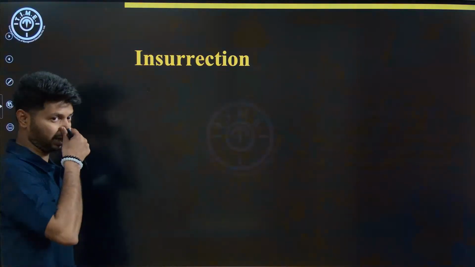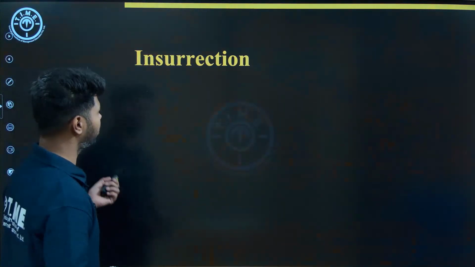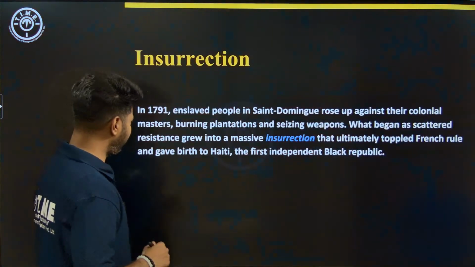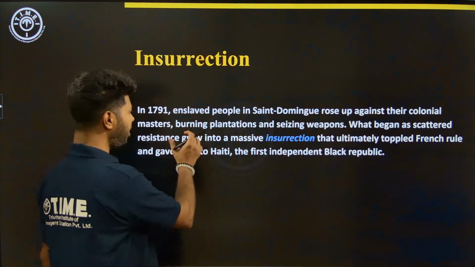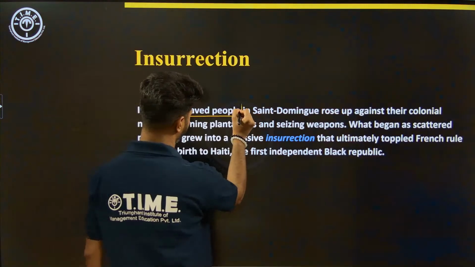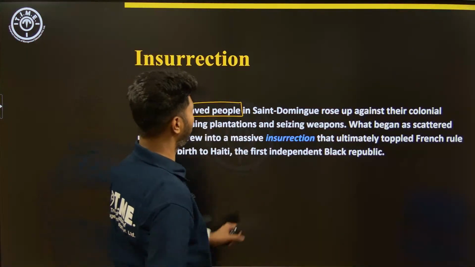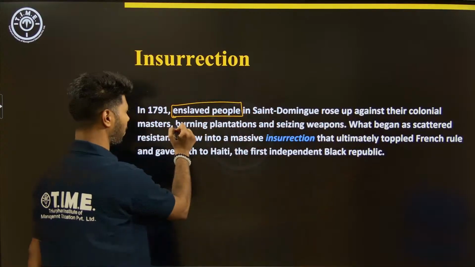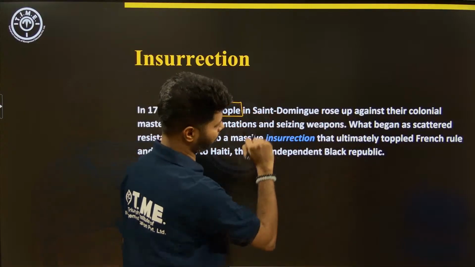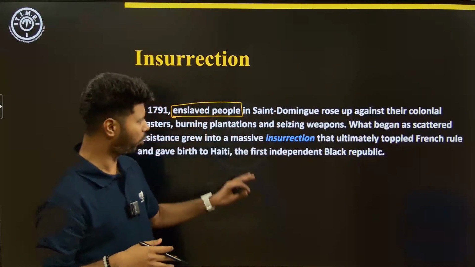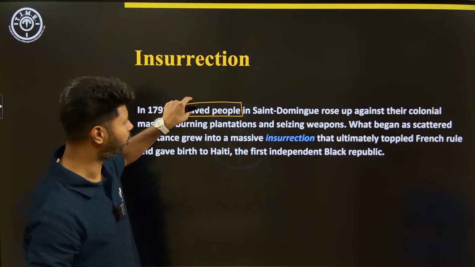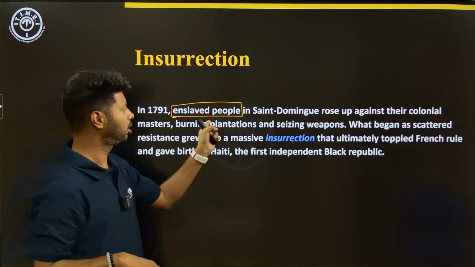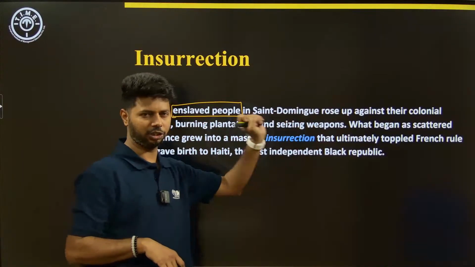Next, like I said, insurrection is something that we'll look at. It's a great word, insurrection. Let's take a look. In 1791, enslaved people, okay, what is the group? Enslaved people in Saint Domingue rose up against their colonial masters, burning plantations and seizing weapons. So this is, when you look at it, quite similar so far to mutiny, right? A group of people rose up against the colonial masters, burning plantations and seizing weapons.